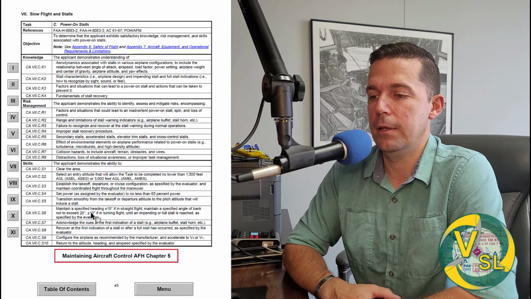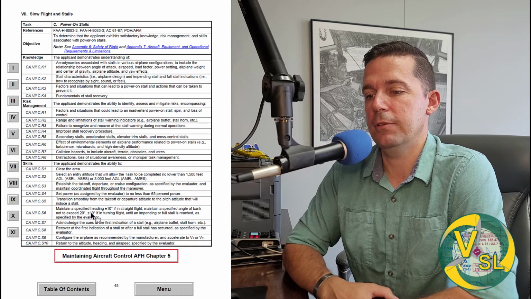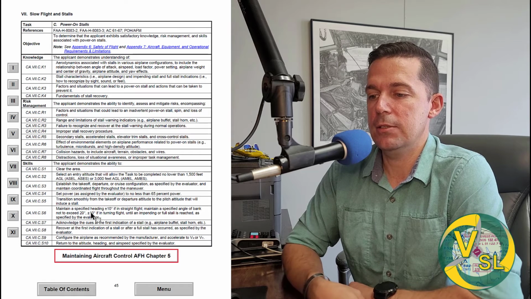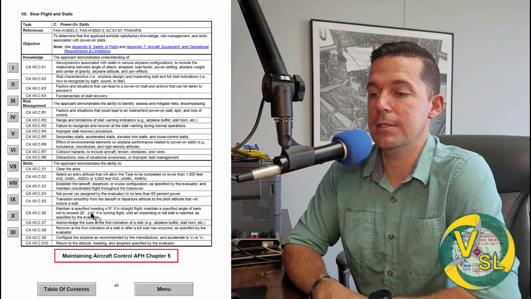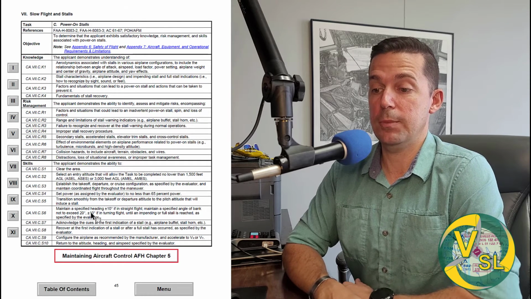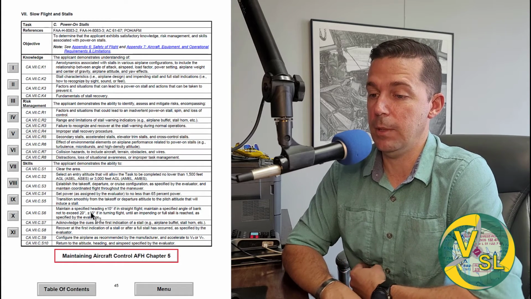Skill 4, set power to no less than 65% power. Skill 5, transition smoothly from takeoff or departure attitude to the pitch attitude that will induce a stall. Skill 6, maintain specified heading plus or minus 10 degrees if in straight flight, or 20 degrees plus or minus 10 degrees if in turning flight, until a pending or full stall is reached as specified by the evaluator.